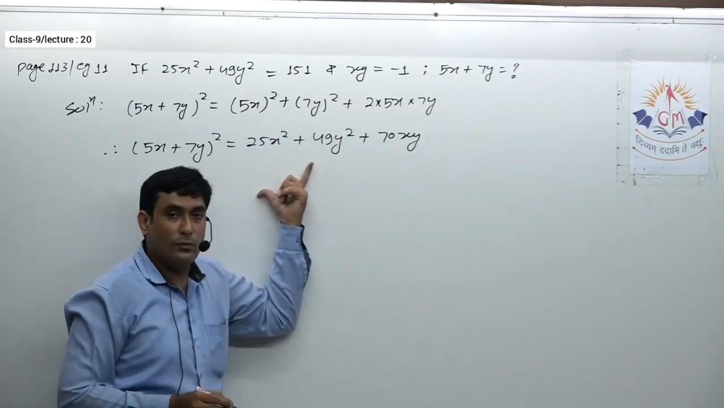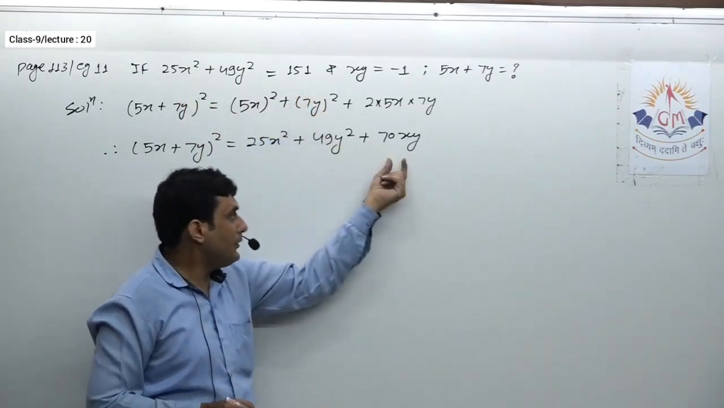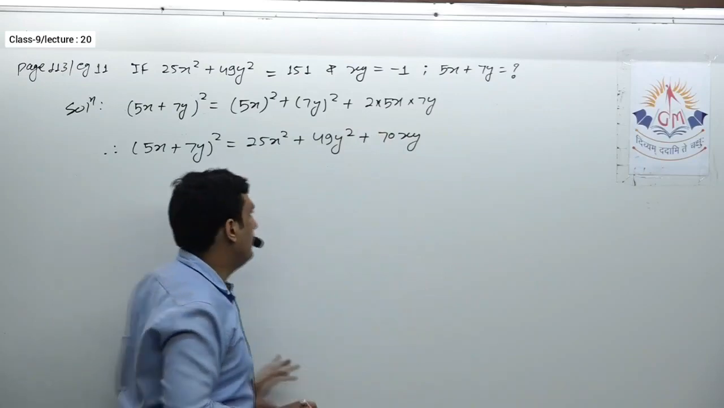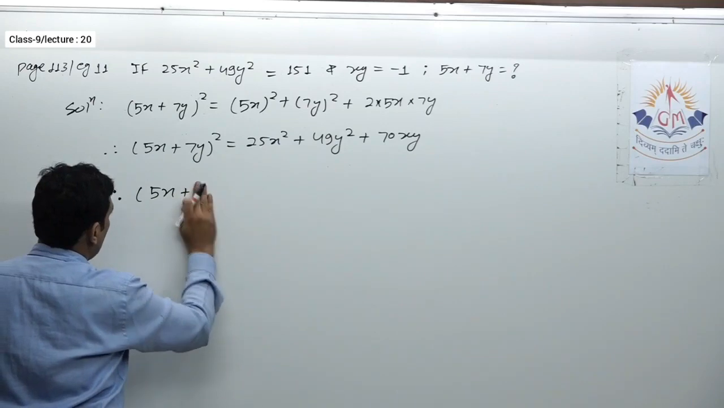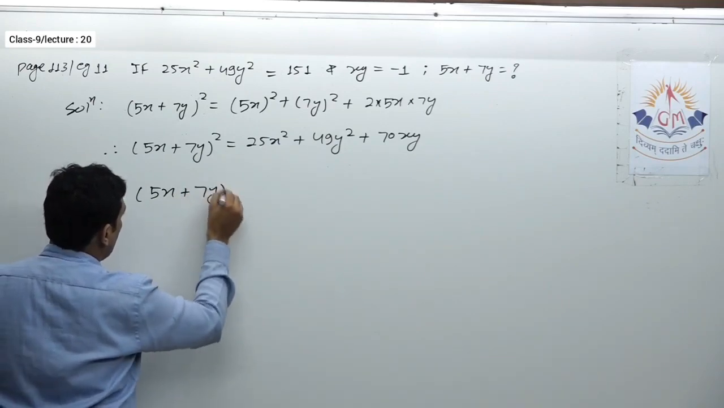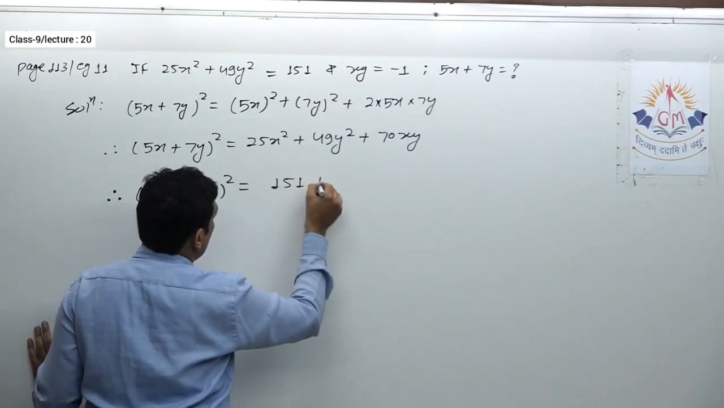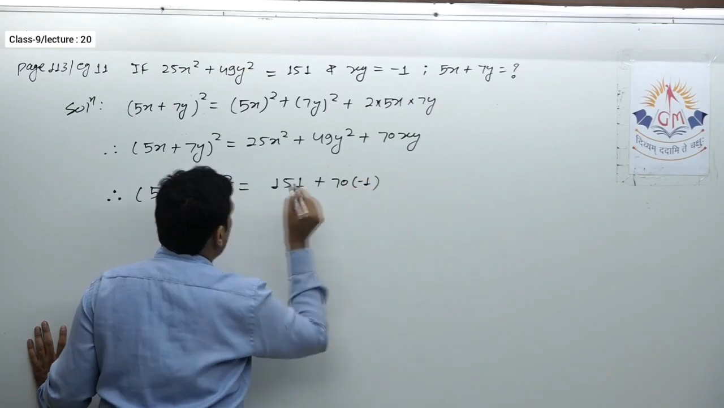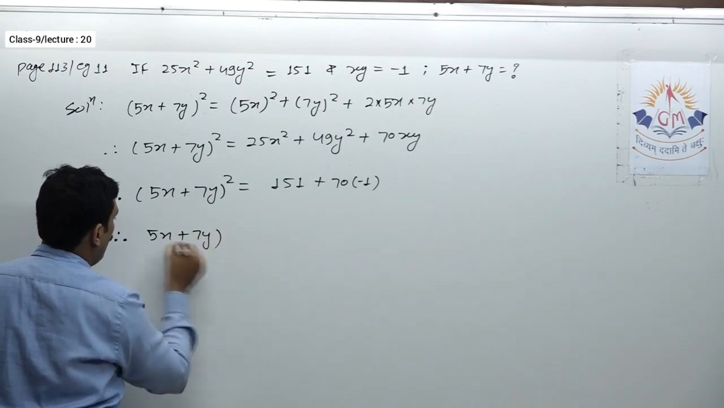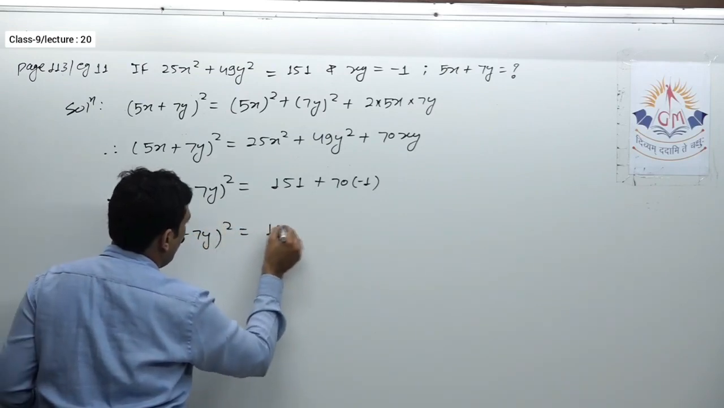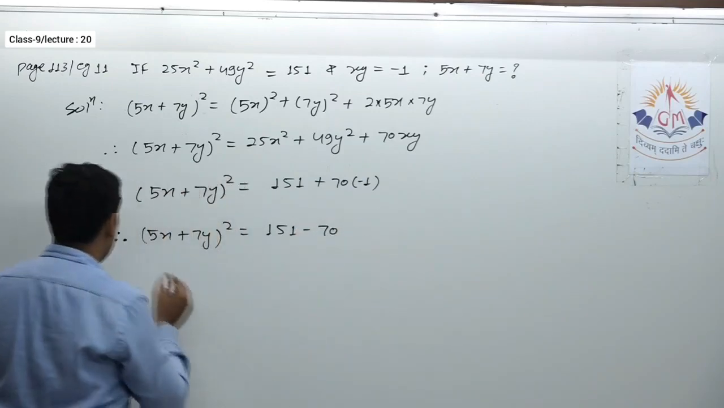Now this value, that is 25x square plus 49y square, is given directly. How much is it? 151. And you can see this xy is also given, minus 1. So just by putting these values in the expression, let us see what we'll get. 5x plus 7y whole square, now in place of this I write 151 plus 70 into minus 1. So 5x plus 7y whole square is equal to 151 minus 70, since 70 into minus 1 is minus 70.